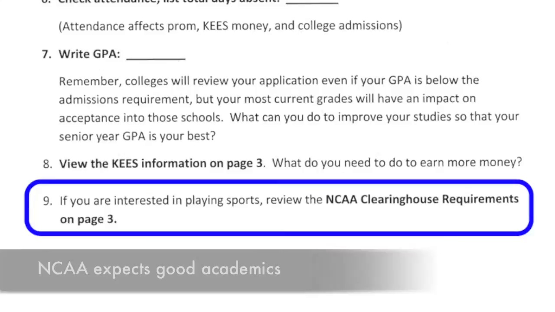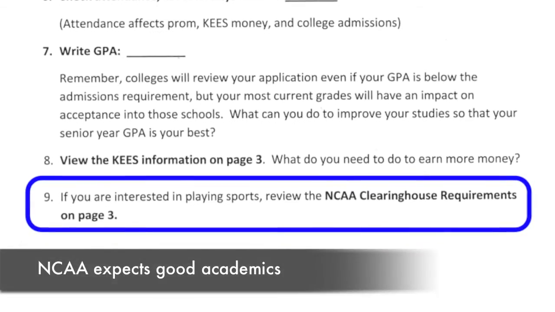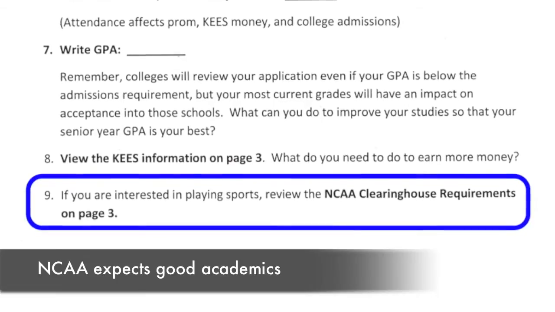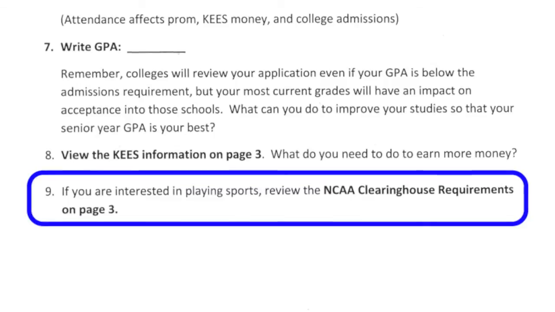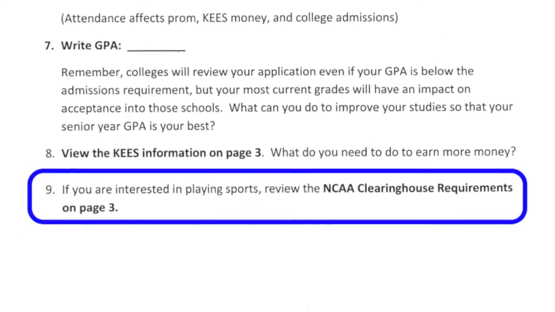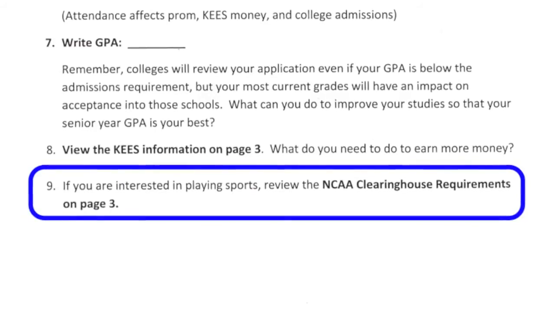Remember, athletes, it does not matter how good you are, if you do not have the grades in order to be approved to play through NCAA, a college cannot pick you up. So those classes that you take your freshman and sophomore, junior year are extremely important. Teachers, if you can, please press pause and review those guidelines on page 3.